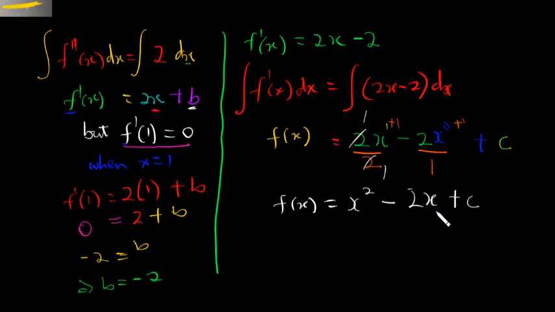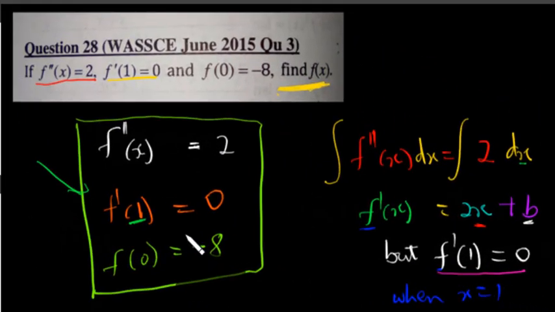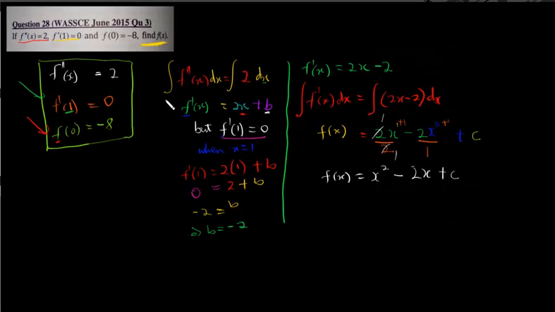So that is the next thing I have to do. Luckily for me here, I have another equation that is in terms of the function itself. It says that when I put x equals 0 into the function, I get -8. So let me write it down here.